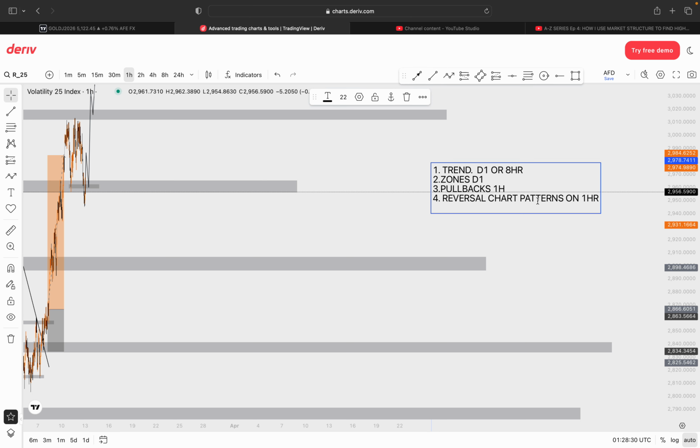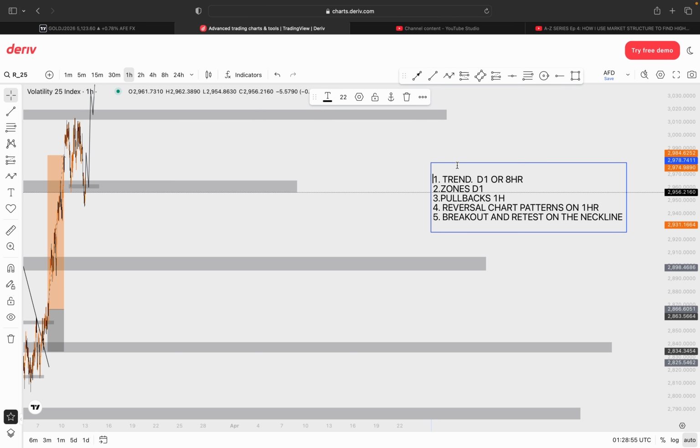And then the next thing, we'll now wait for the breakout and retest. The fifth, after looking for the reversal chart pattern, wait for the breakout and the retest on the neckline, right? On the neckline. So these are your checklist. Why do you call this a checklist? These are things that you check for before placing any trade. This breakout and retest is still on the 1 hour.